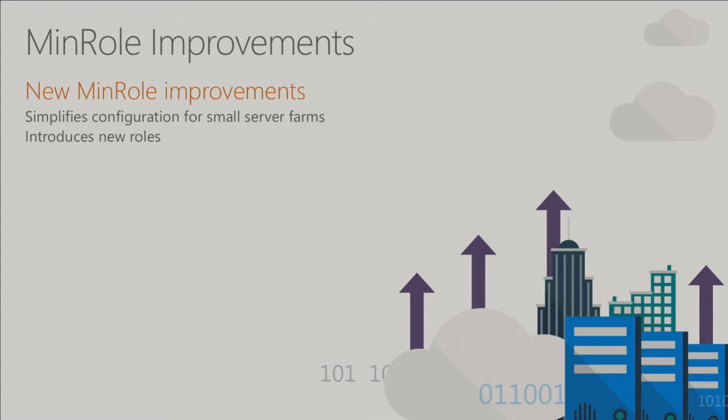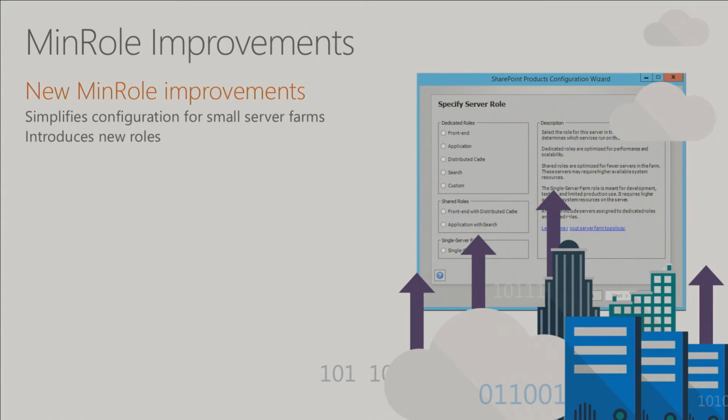So we said, great, we hear that feedback. We want to have MinRoll be available to all of our customers across the entire range. So what did we do? We provided a new set of roles introduced in this Feature Pack 1 that actually combine 2 of those roles together to create 2 additional roles. So we combined the front end and distributed cache role together and the application and search roles together to create these two new roles. The original 4 roles are also still available for customers with larger scale farms, but these new roles now allow MinRoll to be used for small and medium-sized farms.